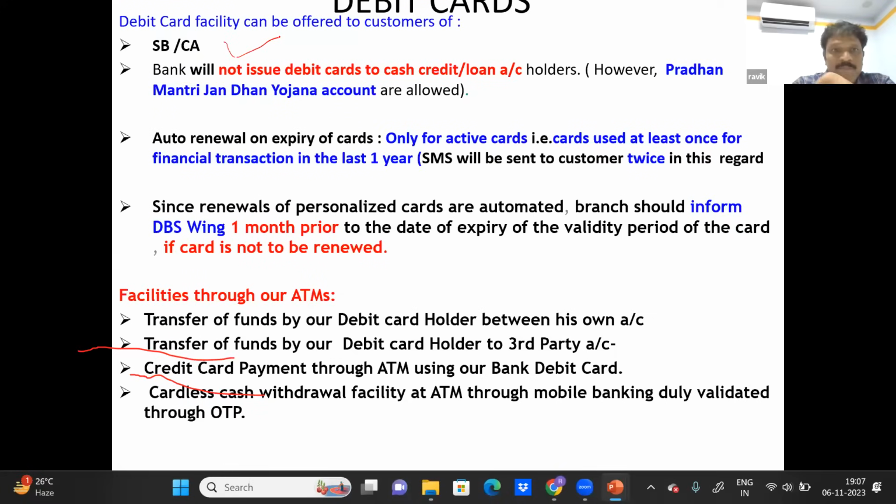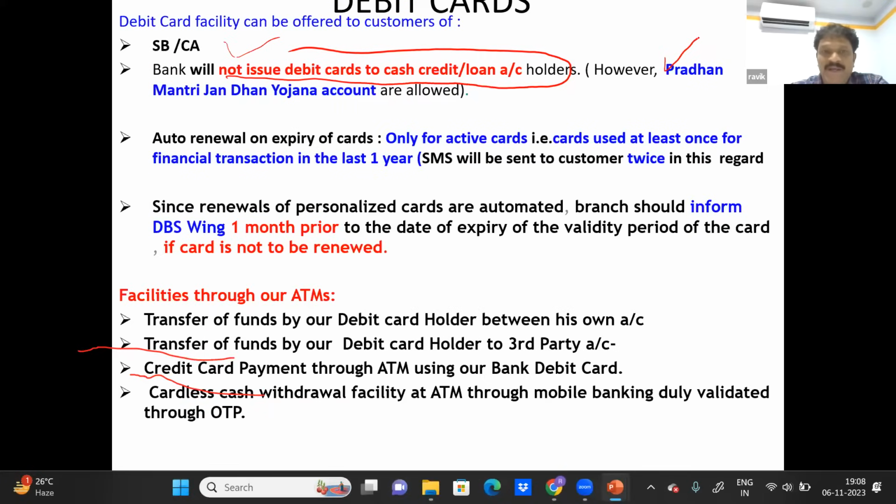Now, debit cards, generally everybody knows that we will give to savings account and current account. And remember, bank will not issue debit cards to CC and loan account holders. But for Pradhan Mantri Jan Dhan Yojana, because we are giving an OD of 10,000 rupees, there we can allow a debit card even though it is called an overdraft.